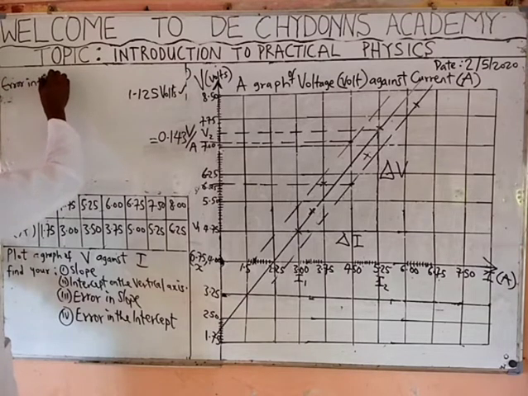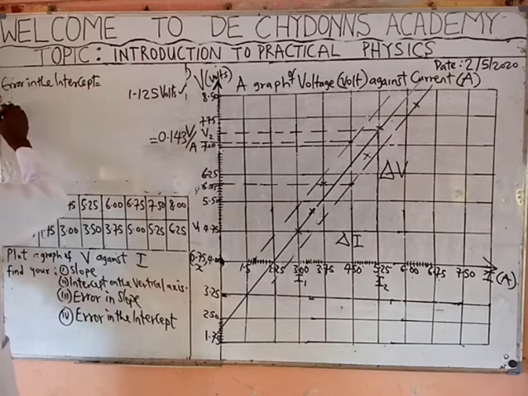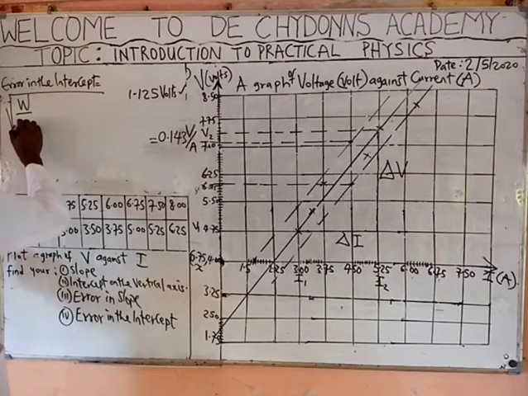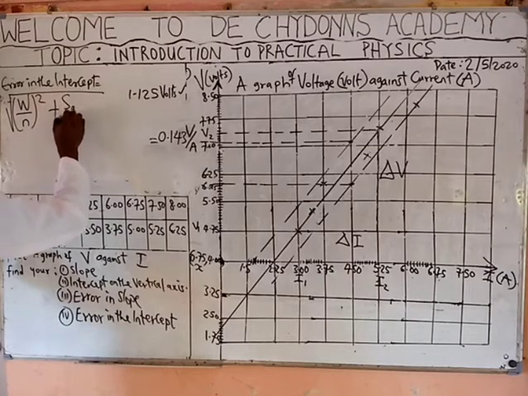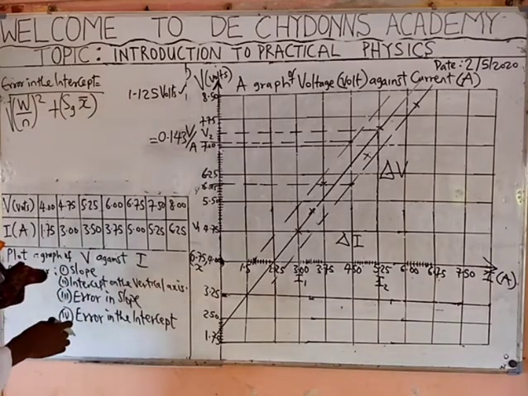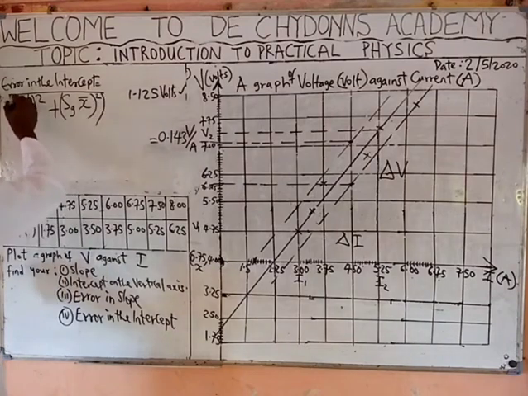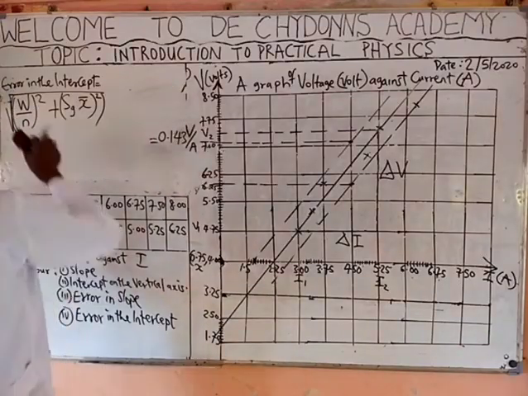Error in the intercept equals the square root of W vertical scatter all over N, all squared, plus error in slope times the mean of the value of x, all squared. Okay? So you now get the square root of everything. Now, let's package it well.